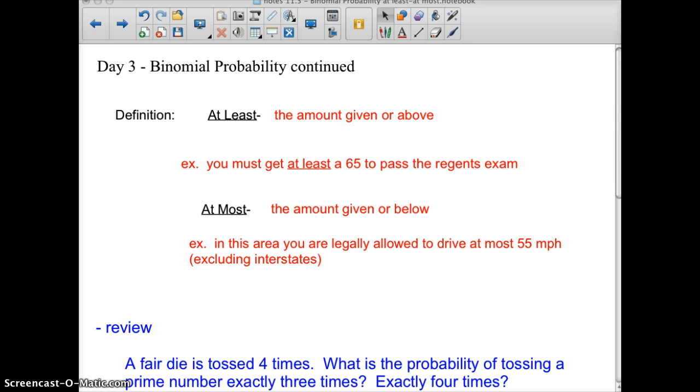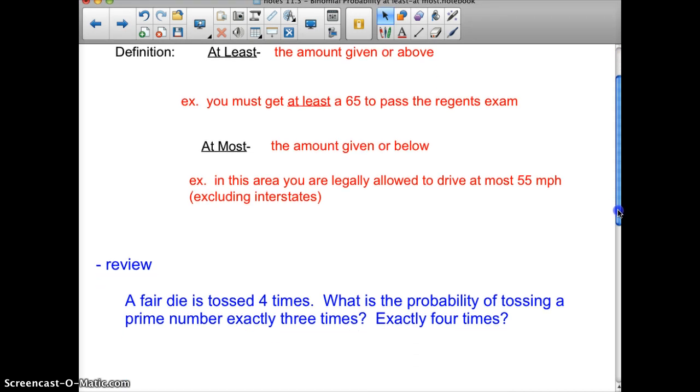At most is the amount given or below. In this area, you are legally allowed to drive at most 55 miles per hour. So how fast can you drive and not get a ticket? Like 55, right? 50, 43, anything less than. So at most is going to be the number and lower.